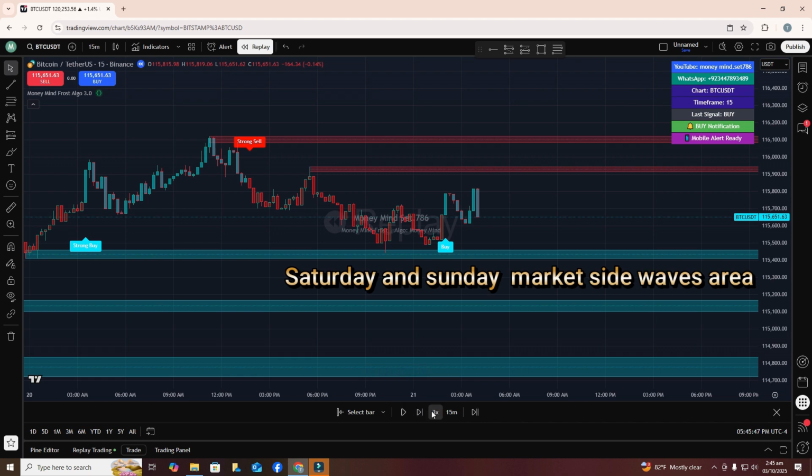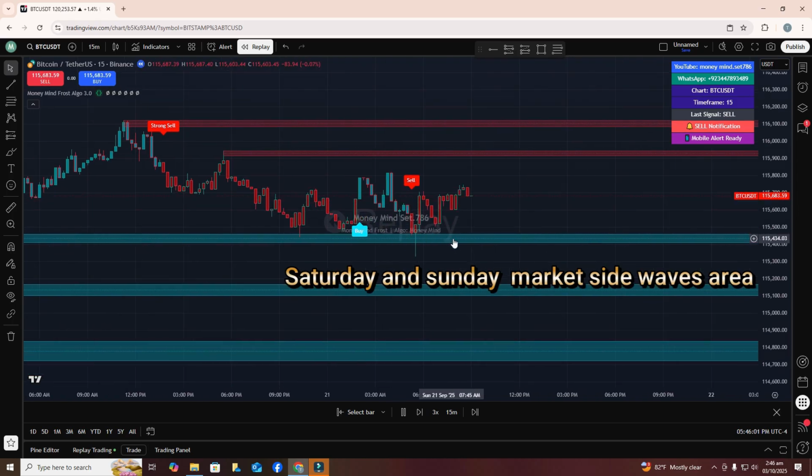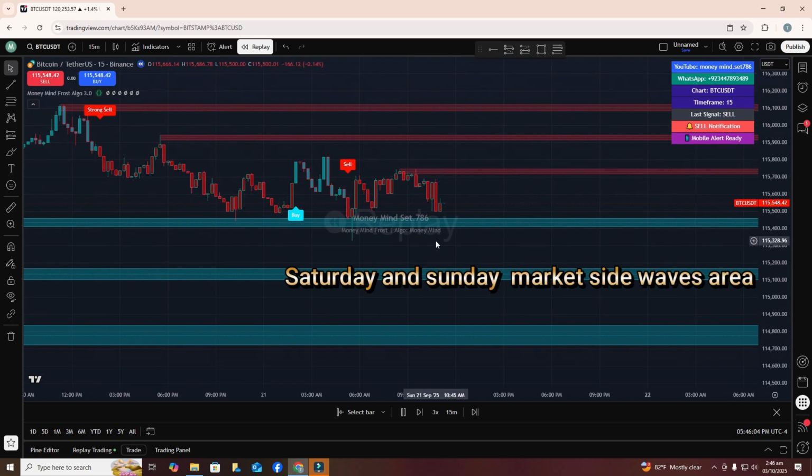I'll play it here. Okay, to play it, I'll set the speed to 5 for you all. Or sorry, let's keep it at 3 times so you can see. So here we got a buy signal, which was on our Sunday, and now we're getting a sell signal on Sunday as well.